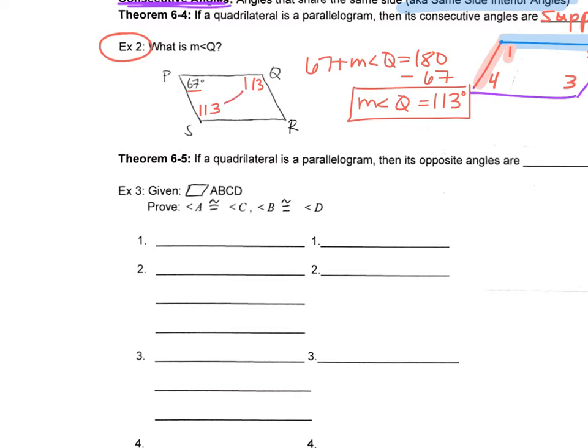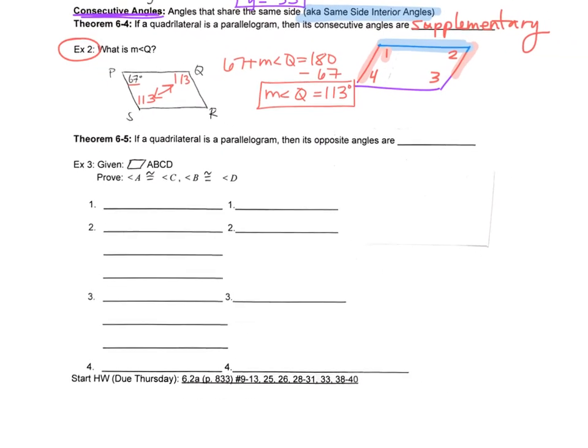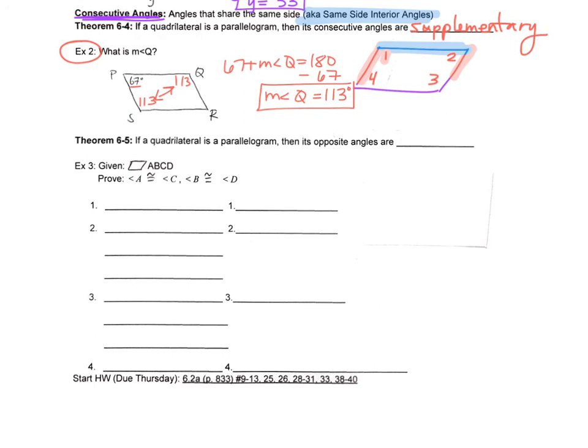So notice, what do you see with angles across from each other? They're the same. They're congruent. So that's the third theorem there. If a quadrilateral is a parallelogram, then its opposite angles are congruent. Okay, so opposites are congruent, consecutives are supplementary.